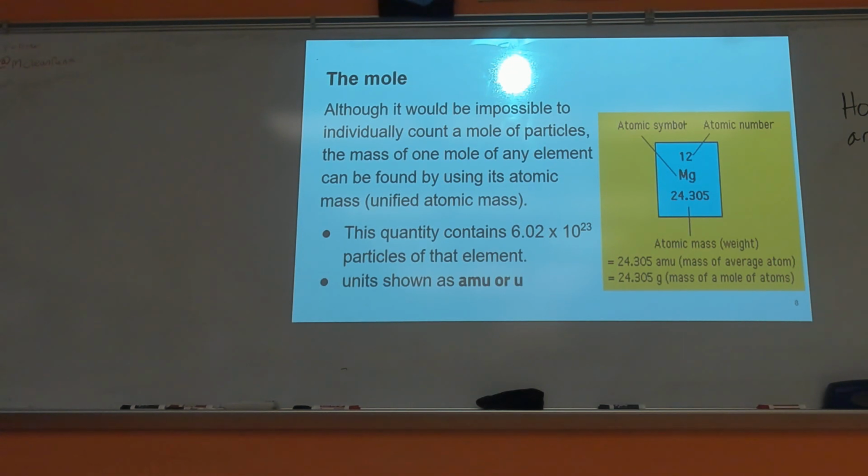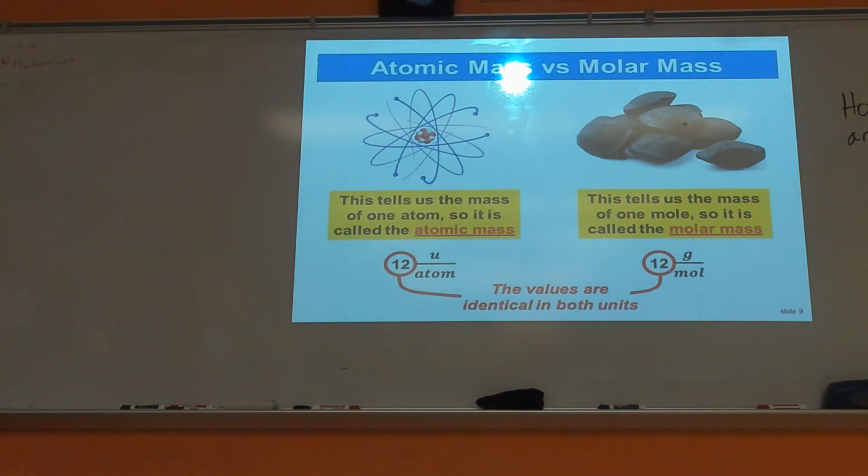So if you were to count out 6.02 times 10 to the 23rd individual magnesium atoms, and you put them on a scale, that scale would read 24.3. If you were to take 1 individual magnesium atom, its mass would be 24.3. Now the units are different. The one atom would just be atomic mass units. It's not grams, it'd be atomic mass units. So again, trying to get you to understand the difference between atomic mass and molar mass. Atomic mass, again, is the mass of 1 atom. Molar mass is the mass of a whole mole of them. Remember, a mole is 6.02 times 10 to the 23rd of those individual atoms.